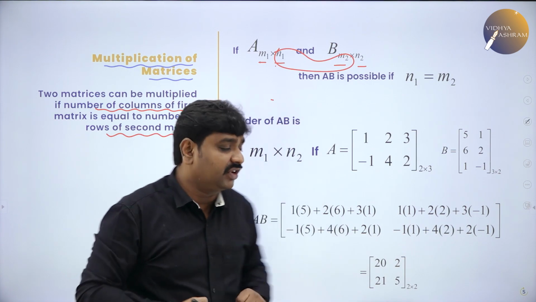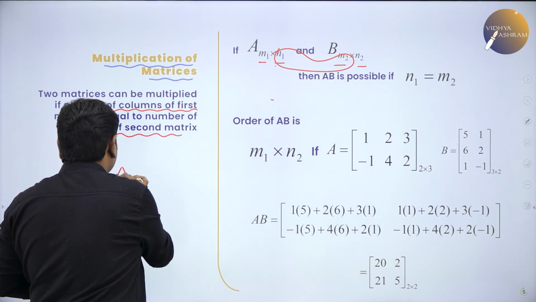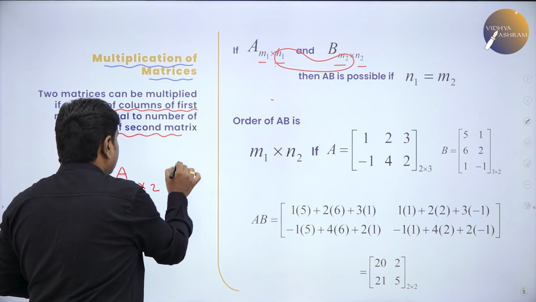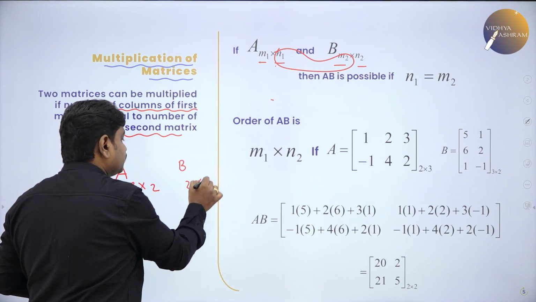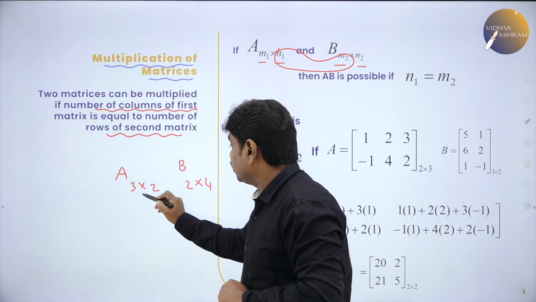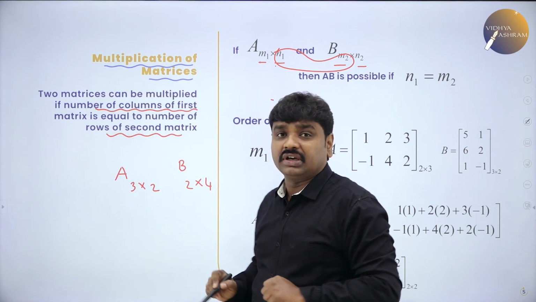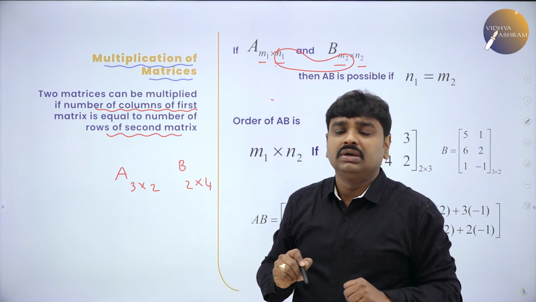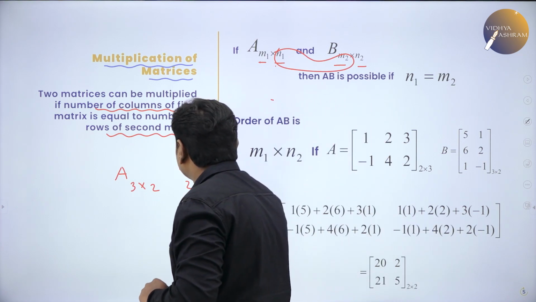For example, if I have a matrix A of order 3 cross 2, and I take B of order 2 cross 4, can we multiply? So I have taken two matrices, one is 3 cross 2, the other is 2 cross 4. Can we multiply? So what should we check? We should check these two.